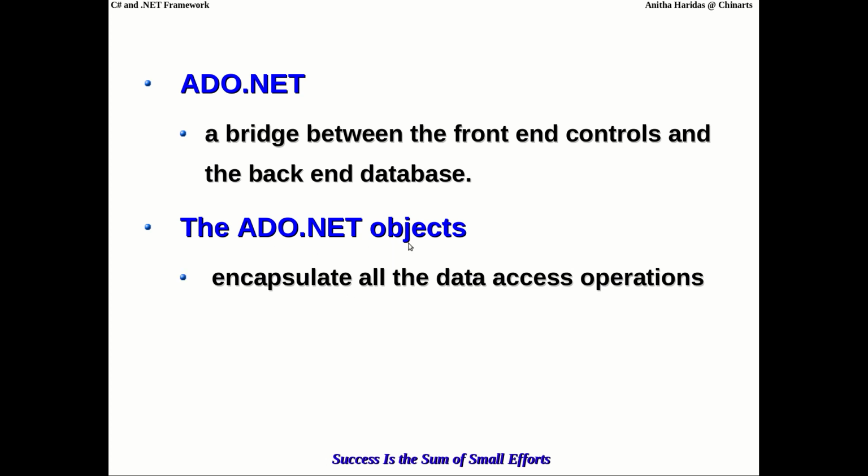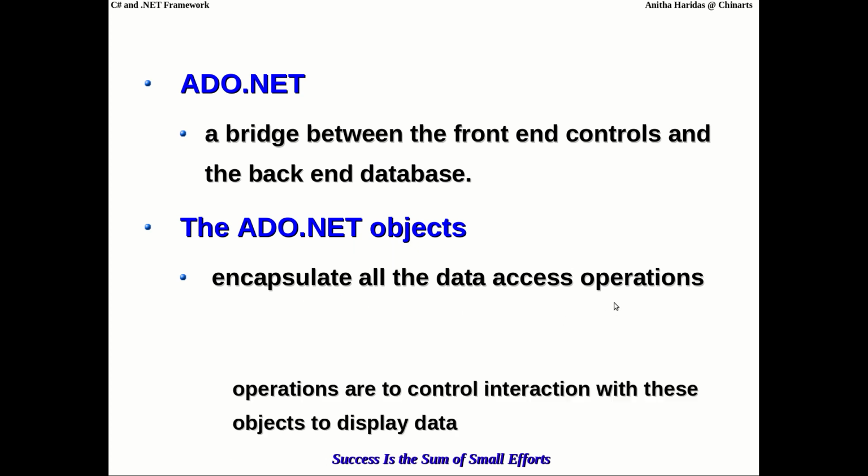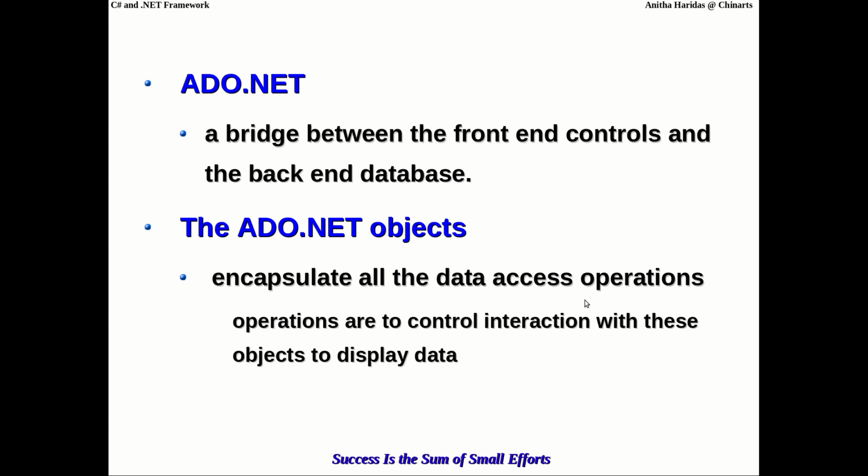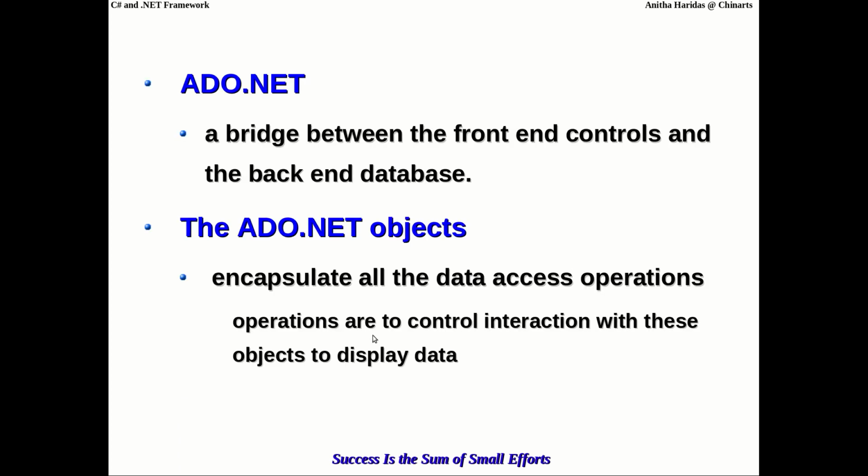And the ADO.NET objects will encapsulate all the data access operations. So when I say all the data access operations, all the operations are used to control interaction with these objects to display the data. Now when I say operations, say for example, you might have already come across in your DBMS lab how you create a database. How do you create a table in a database? How do you select the rows or the records from a table?